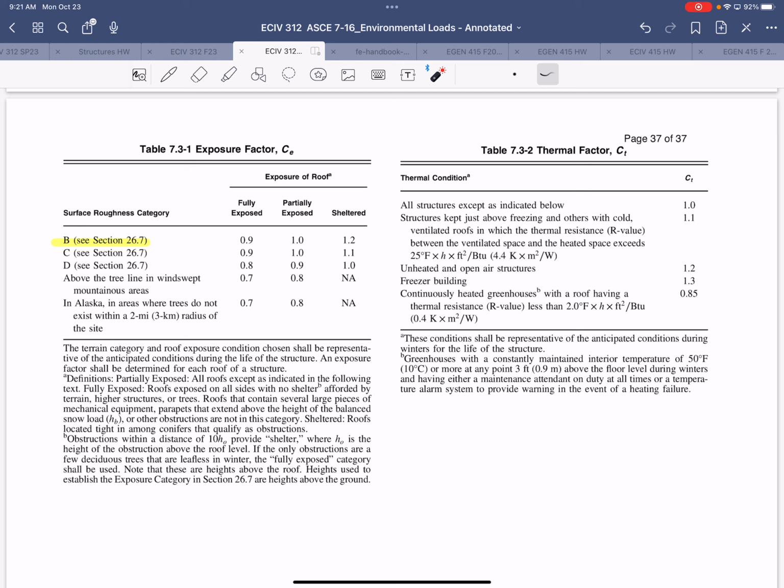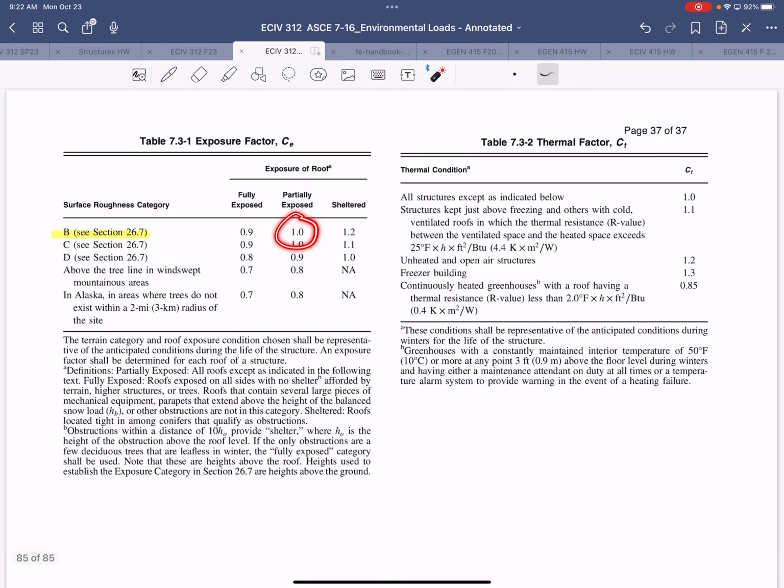Anyone think something different? So partially exposed, it very well could be. And this is kind of where engineering judgment comes into play, right? So for risk category B, partially exposed, we would have a factor of 1.0.